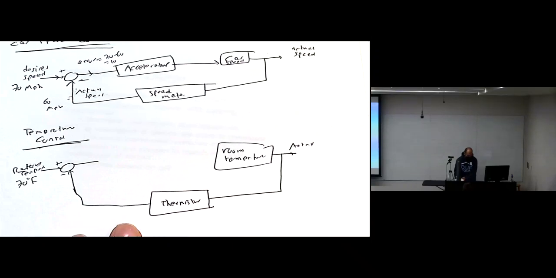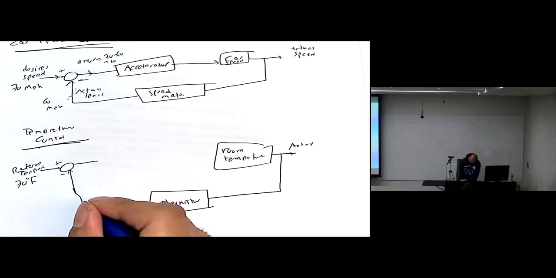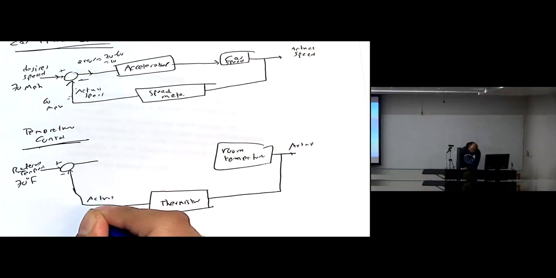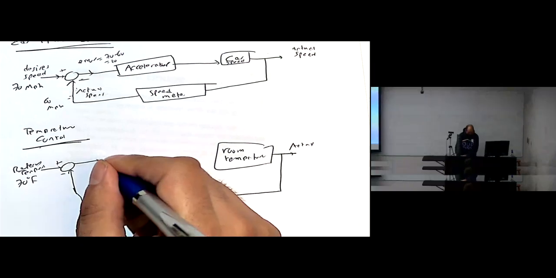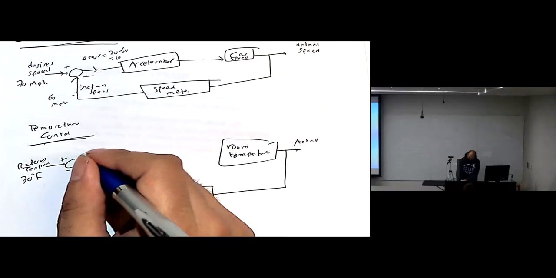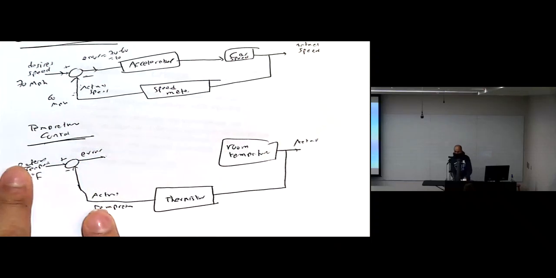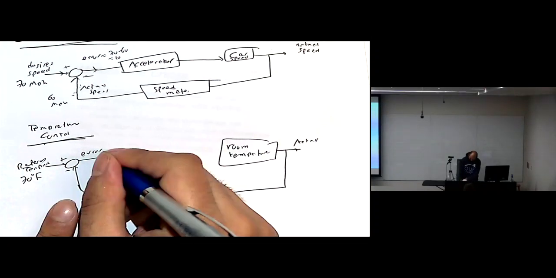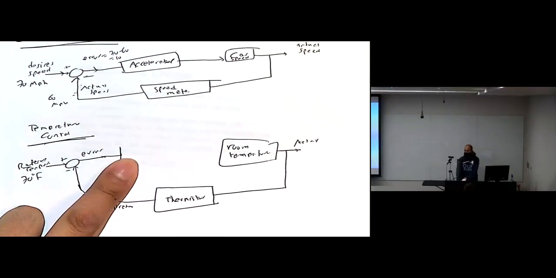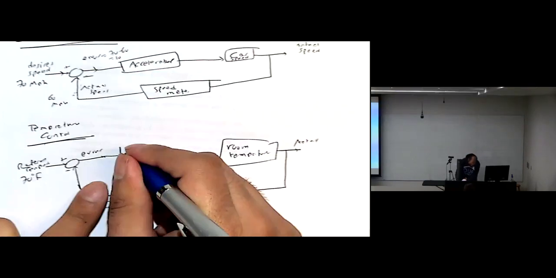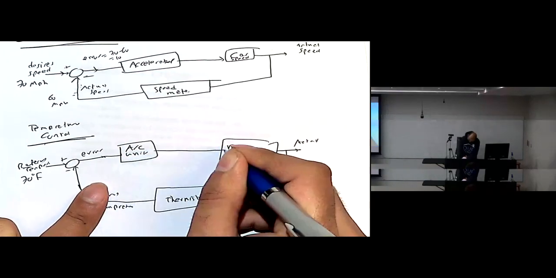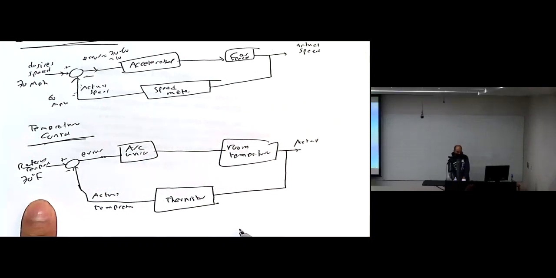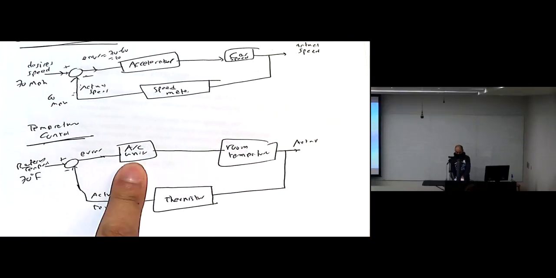I'm measuring the temperature. So this is the actual temperature. I must have the error, I measure the error between the actual and the reference. Then if there is a difference, the AC unit should work until reaching the desired temperature. Then after that the AC will be turned off.